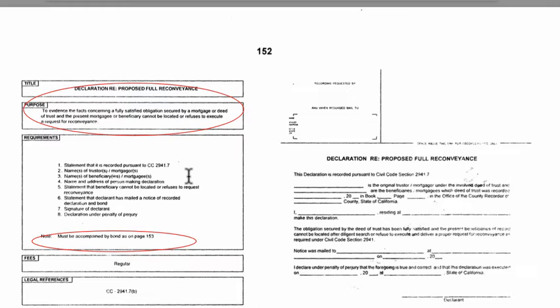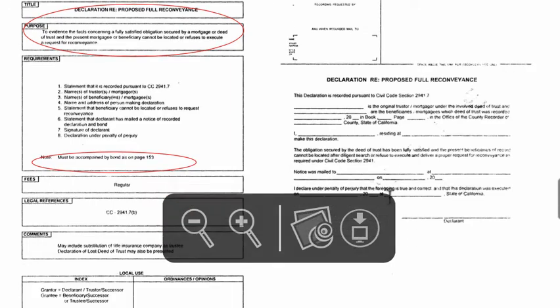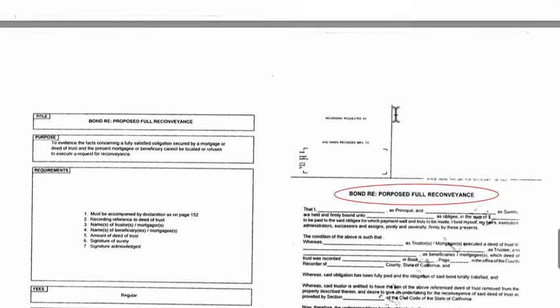The administrative procedure would be requesting the payoff statement, discharging the payoff statement, requesting a full reconveyance, doing your administrative procedure so that you can establish the fact that they refuse to execute the reconveyance, and then you can put in this declaration and the bond for reconveyance.